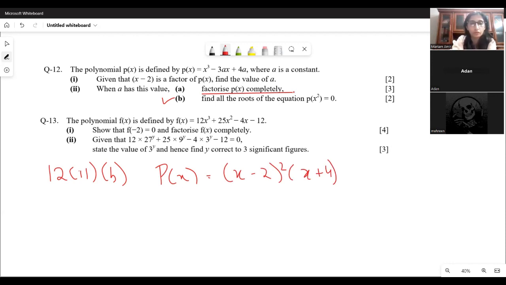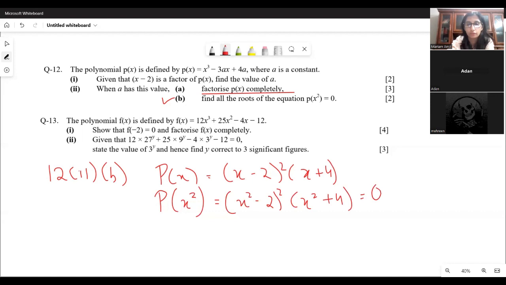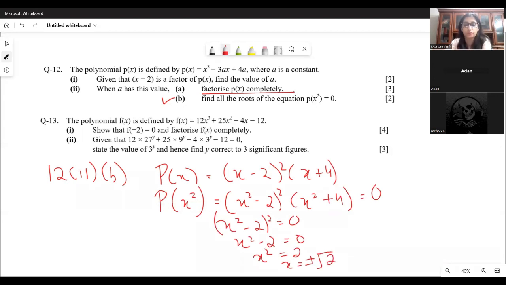Marine? Yes, ma'am. Okay. So now we need to solve p(x²). That means you replace every x with x². So (x² minus 2) whole square and (x² plus 4), and equate it to 0. First bracket, (x² minus 2) whole square equals 0, which is x² minus 2 equals 0 once you take square root on both sides, so x² equals 2, so x equals plus minus square root of 2. You can give the answer in exact form or in equivalent 3 decimal places.